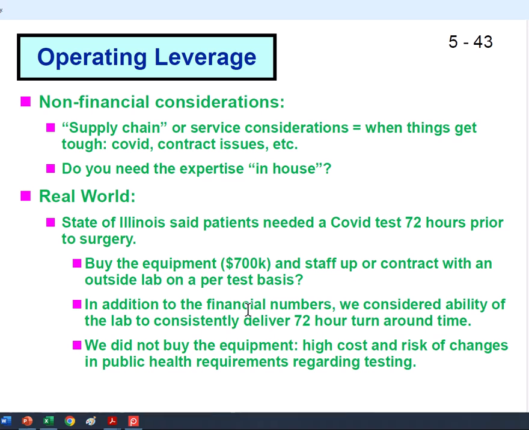We could have made more money if it had lasted three, four years and we had a lot of volume, but it was too much risk. We didn't know if we could manage it. We didn't know how long the state was going to require it. So we just outsourced to Quest. That was kind of a supply chain issue. So the point of this is to recognize that a lot of the stuff we're going to talk about is just not always the numbers.